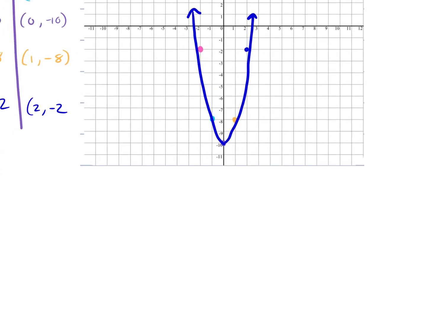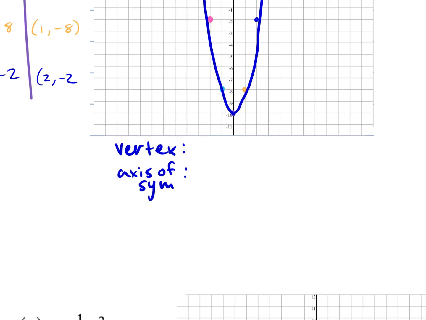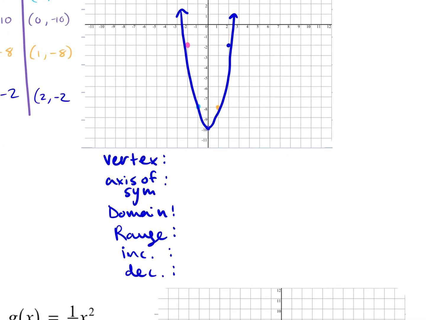Now let's find all the important information from our graph too, just to practice. So we need vertex, axis of symmetry. Is it going to be written on the test already? Yeah. If the question asks for it, it'll be written on the test. Not all the math work. We need the domain, the range, and increasing and decreasing. All right, Dylan, what's the vertex?